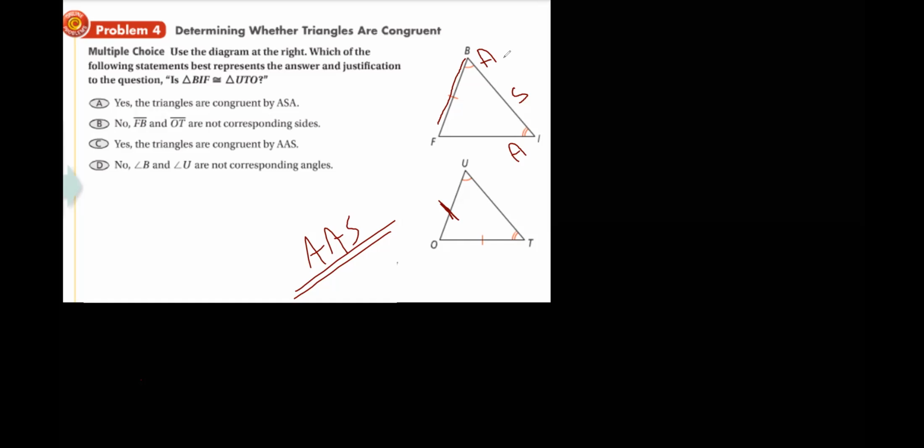So the best choice, A? No, B. The best answer is B, because FB is not corresponding with OT. Teacher, here the triangles are congruent by ASA? No, the side is not included, so choice A does not work. So answer B is the correct statement. Correct.